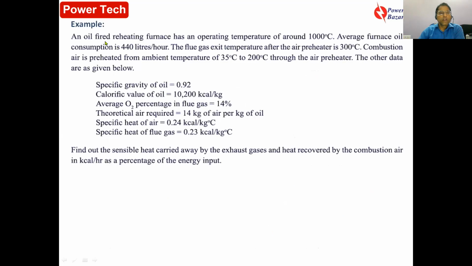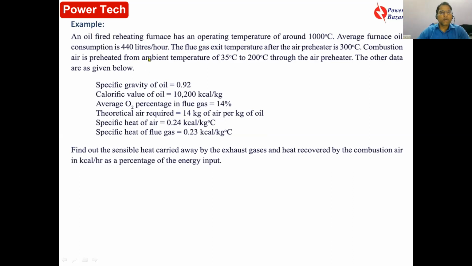Now let us try to solve this example. An oil-fired preheating furnace has an operating temperature of 1000 degrees Celsius. Average furnace oil consumption is 440 liter per hour. So oil consumption is given. Flue gas exit temperature is 300 degrees Celsius after the air preheater. That means it is after the air preheater.